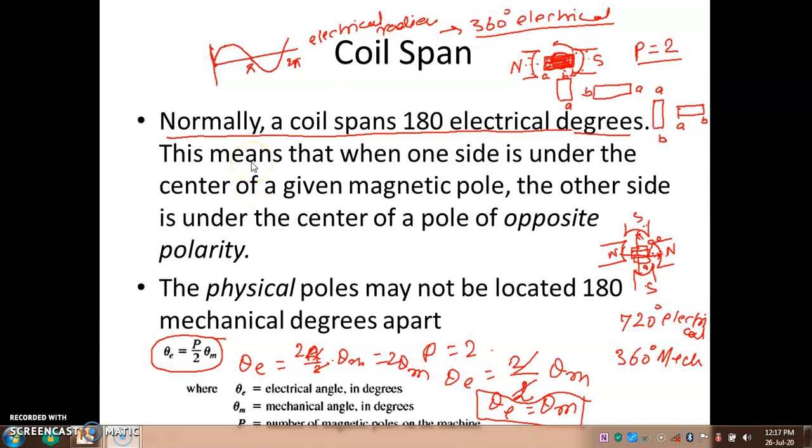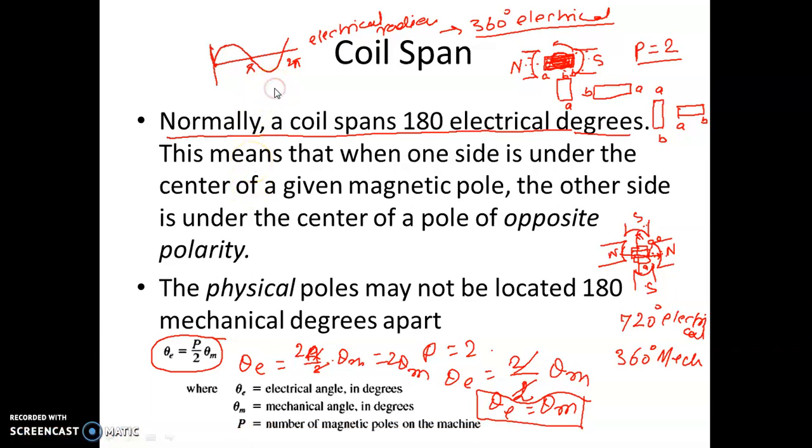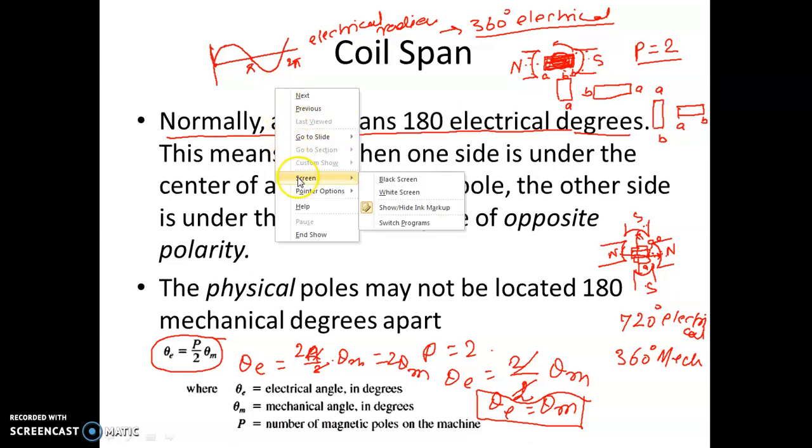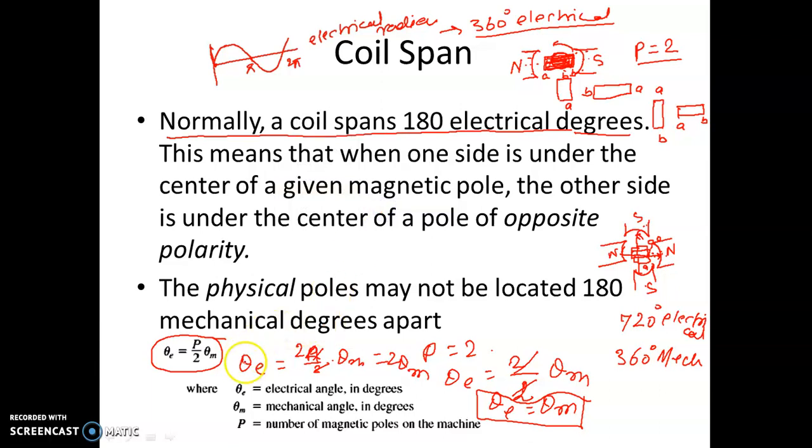So in part 1 I was discussing the electrical and mechanical angle and the relation between them. That relation was given in part 1. It was theta E equals P by 2 times theta M, where theta M is the mechanical angle and theta E is the electrical angle. So what is the coil span? Coil span means 180 electrical degrees.